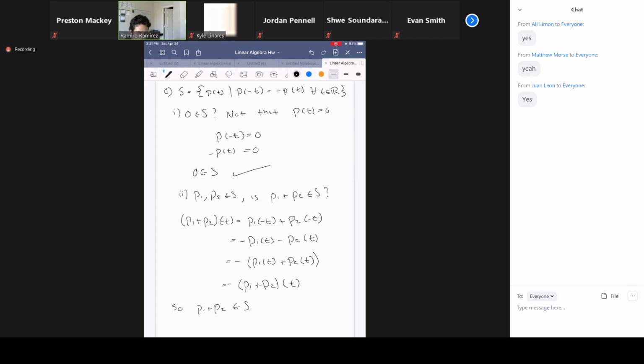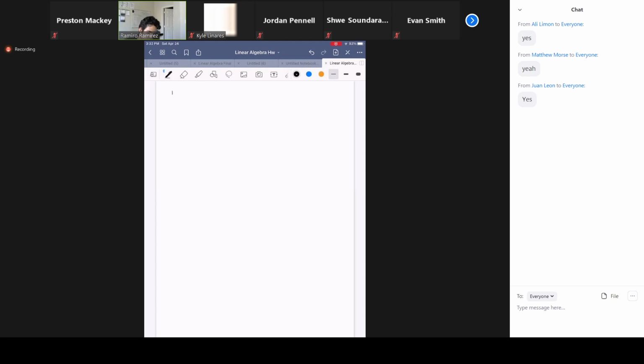Okay. And then let's see. Then 3. Well, let lambda be in R and say P is in S. Then lambda P at negative T is going to equal lambda times P at negative T, which is going to be negative lambda P of T. So lambda P is in S as well. So it's a subspace.